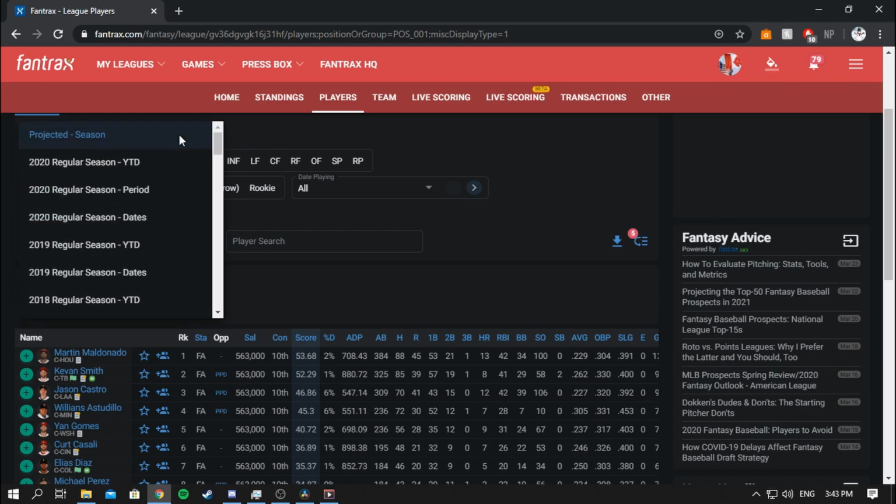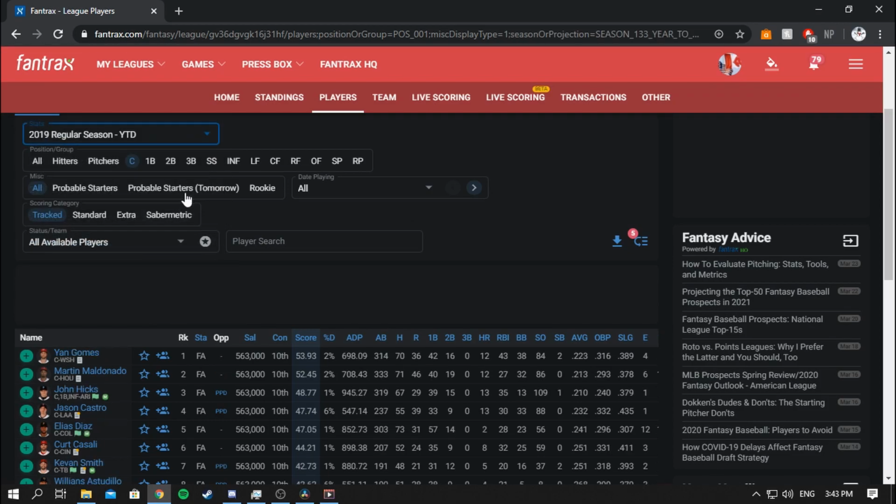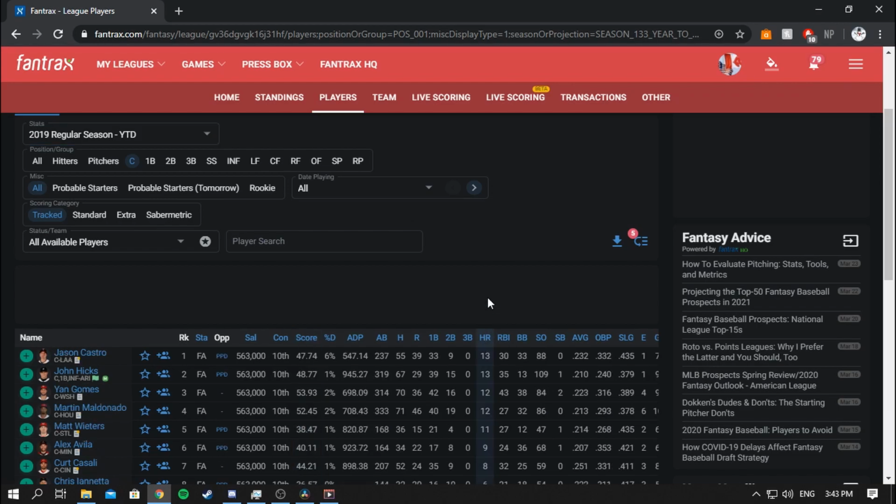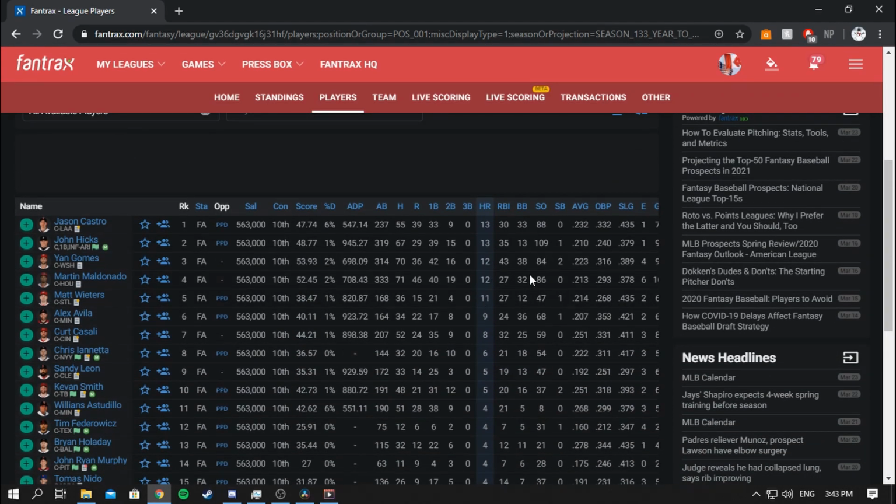So what I could do is go to last year's stats, filter by all the catchers, sort by home runs. And based on last year's stats, here are some of my better choices to go for in terms of adding a catcher and helping my home run category.